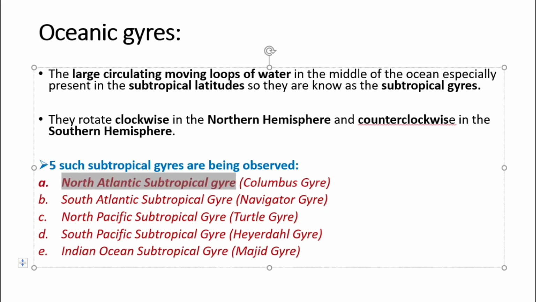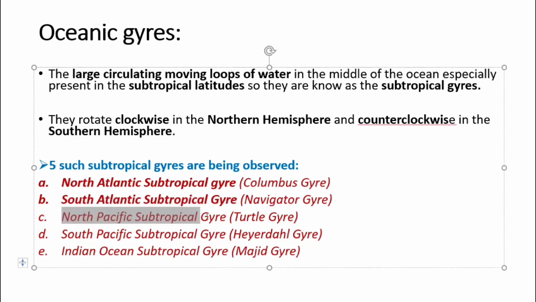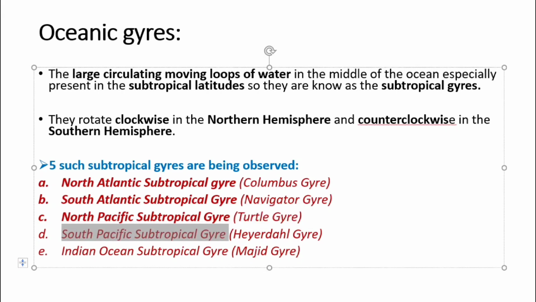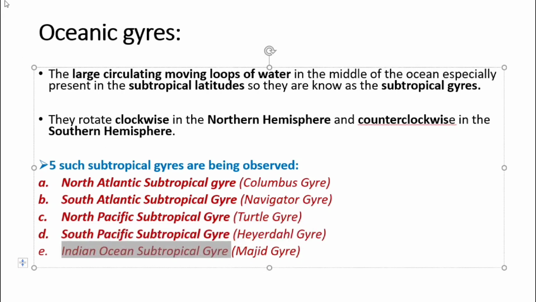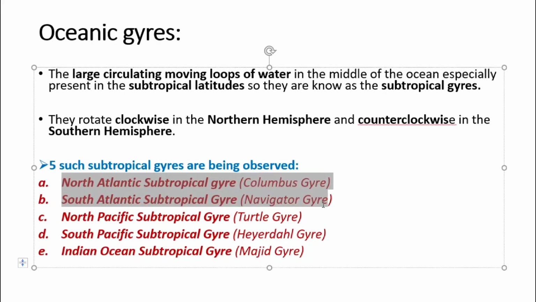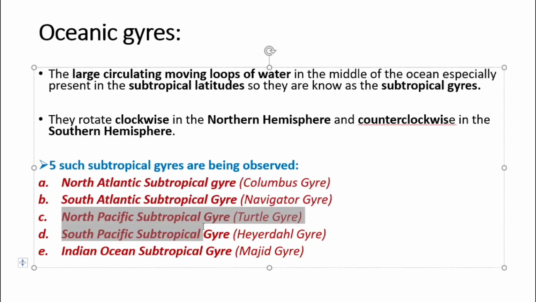ठीक है, तो ये नॉर्थ अटलांटिक में होती है। वन इज द साउथ अटलांटिक, अभी हम लोग ने देखा, ये दोनों हम लोग ने देखी। वन इज द नॉर्थ पैसिफिक सब ट्रॉपिकल गाइर, ठीक है ना, एंड वन इज द साउथ पैसिफिक सब ट्रॉपिकल गाइर, एंड फाइनली यू हैव द इंडियन ओशन सब ट्रॉपिकल गाइर, ठीक है। और इनके डिफरेंट डिफरेंट नेम्स दिए गए हैं। एज यू कैन सी, दिस इज नोन एज द कोलंबस गाइर, दिस इज नोन एज द नेविगेटर गाइर, टर्टल गाइर, हायरदल गाइर एंड माजिद गाइर, ठीक है। आपके वॉयजर्स के नाम के ऊपर रखे गए हैं ये, ठीक है। ओके, तो आपने ये दोनों देखी अभी, ये दोनों, ठीक है ना। ये तीनों भी, ये दोनों भी आपके क्या बनते हैं?